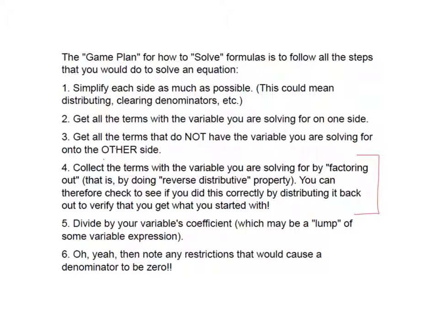Once you've done that, instead of just a numerical coefficient, you'll be dividing both sides by a collection of variables or an expression, which I'm just calling a lump here on step number 5. And then it's useful to note restrictions that would cause a denominator to be 0, because of course you can't divide by 0. So in the next few slides we'll try a few harder variable expressions.